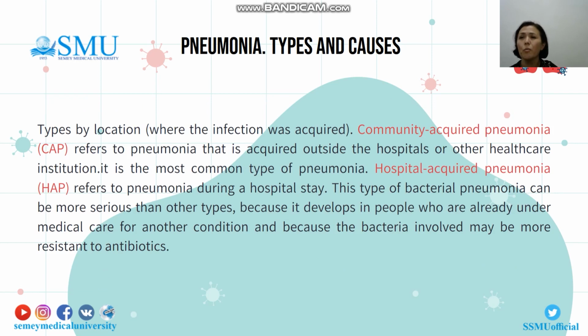Types by location, where the infection was acquired. Community-acquired pneumonia, CAP, refers to pneumonia that is acquired outside hospitals or other healthcare institutions. It is the most common type of pneumonia. Hospital-acquired pneumonia, HAP, refers to pneumonia acquired during a hospital stay. This type of bacterial pneumonia can be more serious than other types because it develops in people who are already under medical care for another condition, and because the bacteria involved may be more resistant to antibiotics.